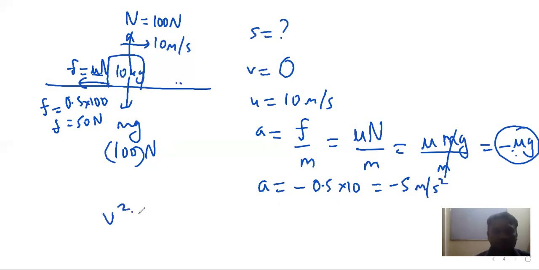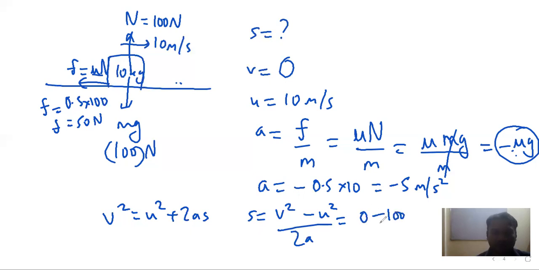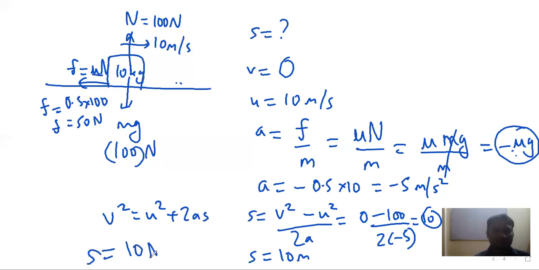Which equation will we use? v square is u square plus 2as. So s is equal to v square minus u square upon 2a. v square in this case is 0, minus u square is minus 100, upon 2 into acceleration. Acceleration is minus 5. So minus 100 upon minus 10, which is 10. So displacement in this case comes out to be 10 meter. So the answer to displacement here is 10 meter. This is the answer to this question.